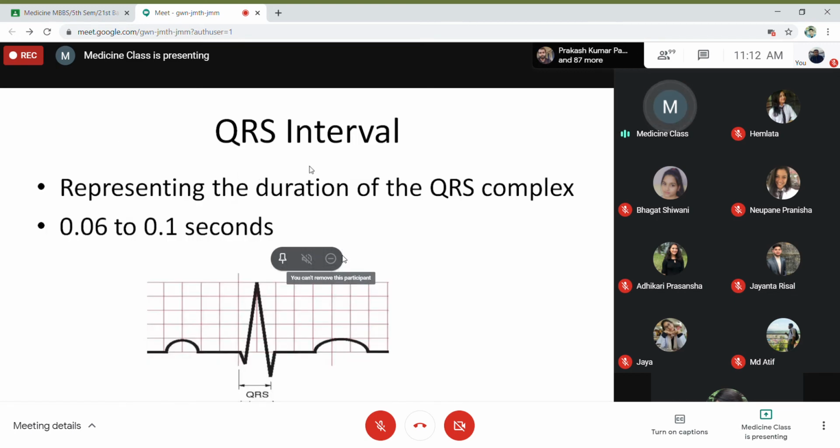If you look at the QRS interval, it starts from Q to the end of the S, and it's generally below 0.1 seconds, from 0.06 to 0.1 seconds. If it is more than this, then we call that a wide QRS complex.